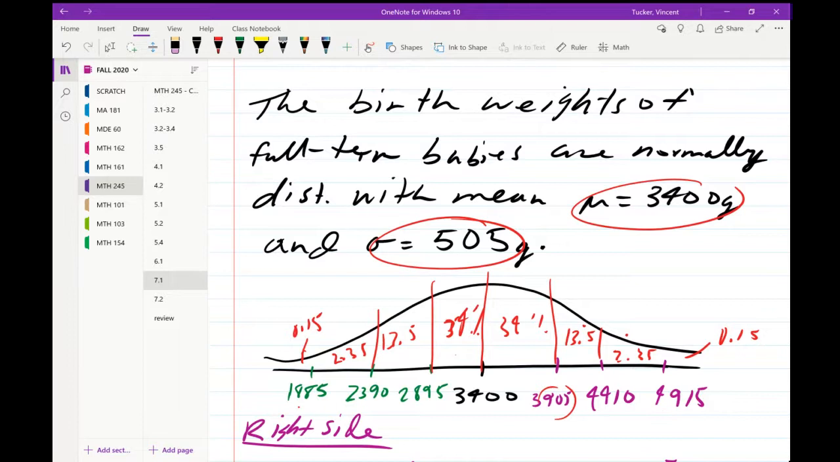The chance of a baby weighing more than 4,915 would just be 0.15%. The chance of a full-term baby weighing less than the 1,885 would be 0.15%. So that's how you would use the empirical rule and the percentages that they have set up. Questions.